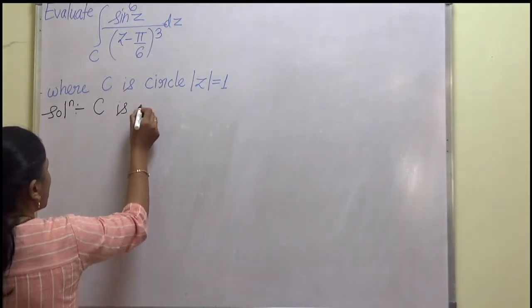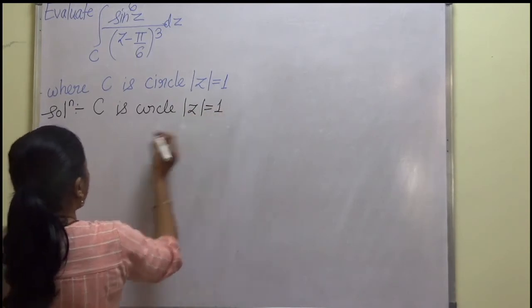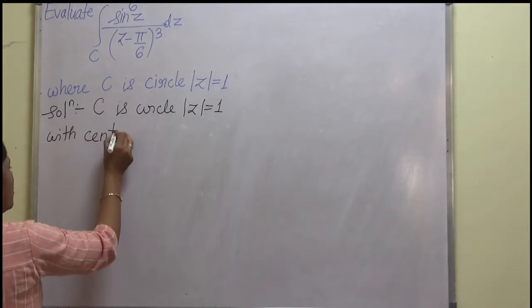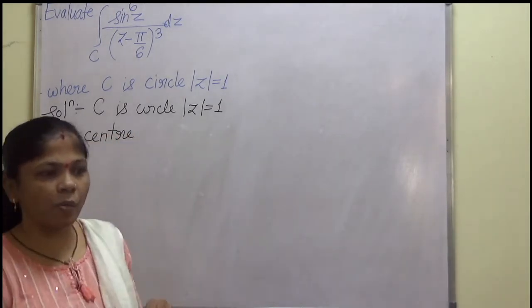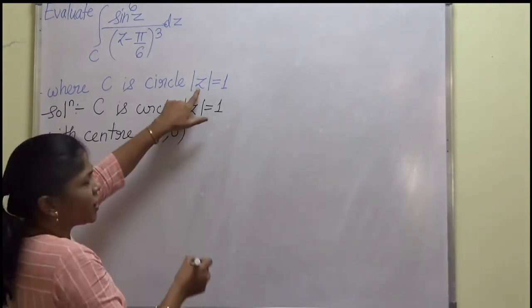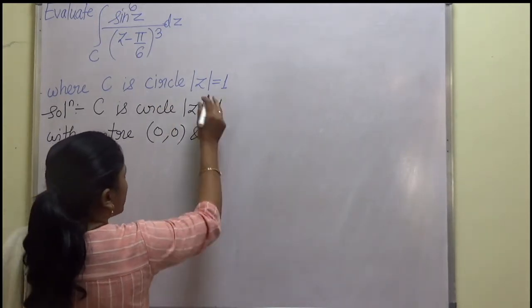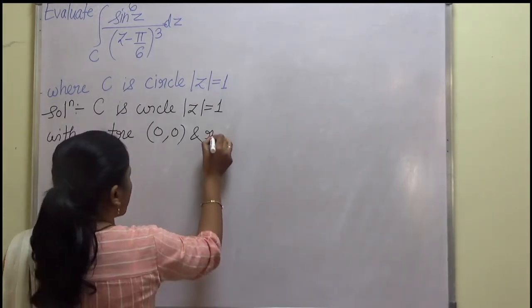So C is the circle mod z equal to 1 with center. What is the center? I told you how to identify center and radius directly by looking at the equation. So the center is 0, 0, no other term other than z. And the radius is this right hand side. Other than mod z, whatever is left, that will be the radius. So radius is 1.